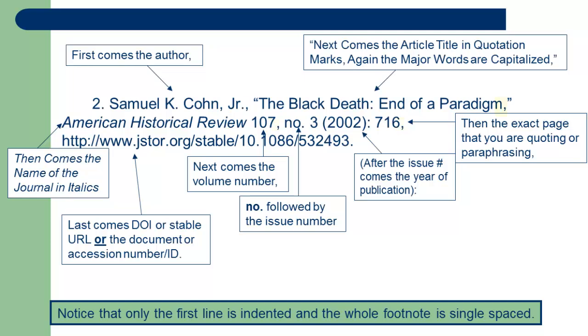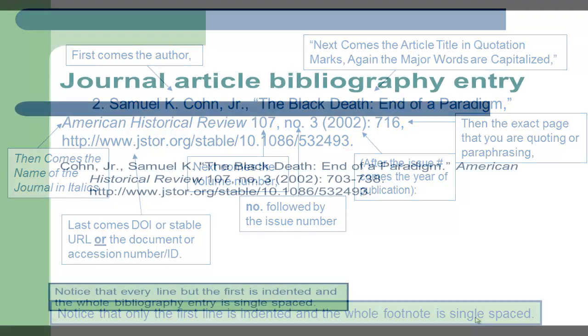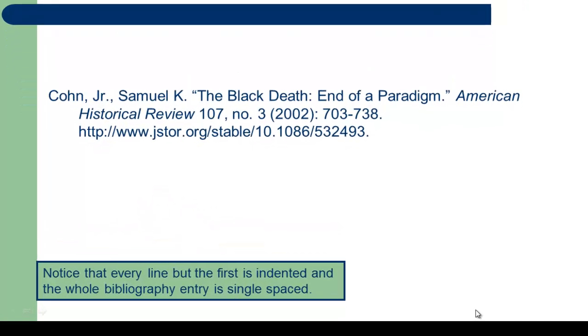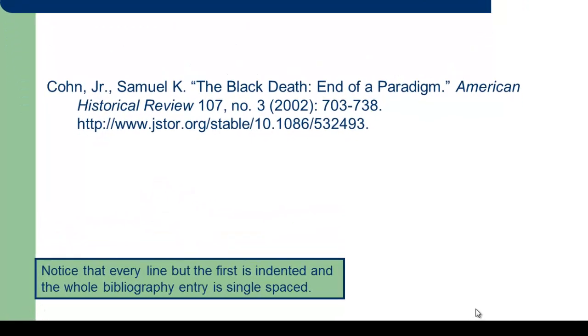Just like the book footnote, all of our different elements are separated by commas, so after the author is a comma, after the title is a comma, after the page numbers is a comma, and finally at the very end there is a period. The bibliography entry for this journal article, again, because it's a bibliography entry, the first line is not indented, but the lines afterwards are, and, of course, we are single-spaced.